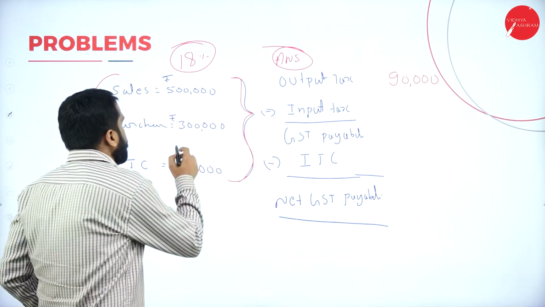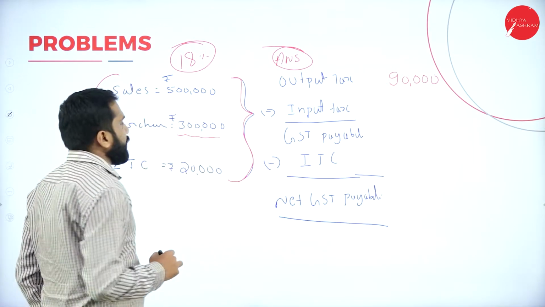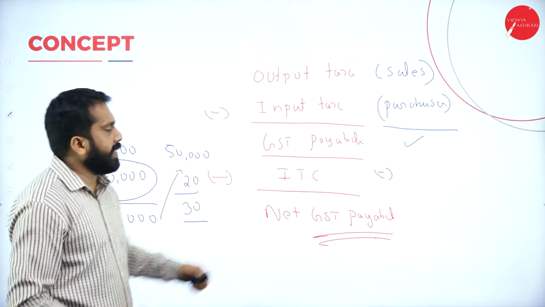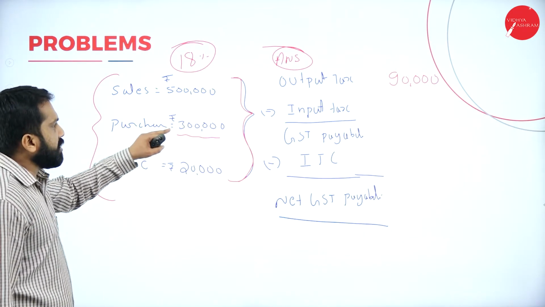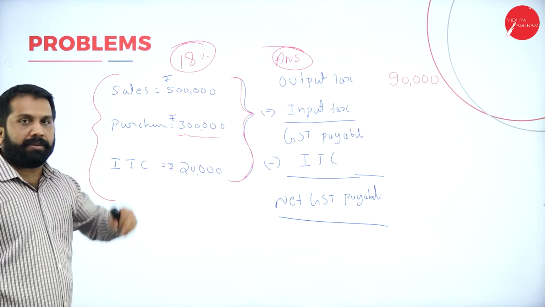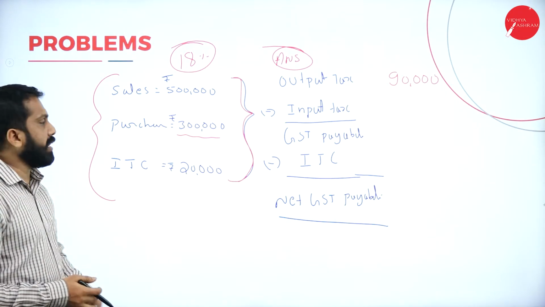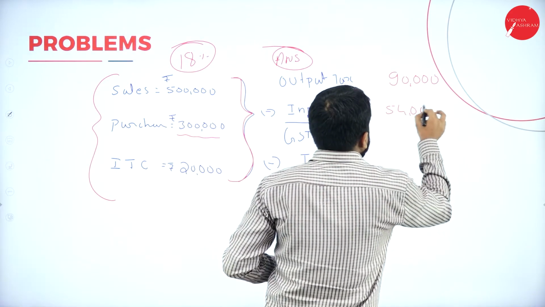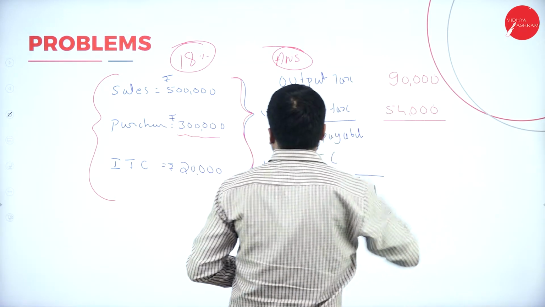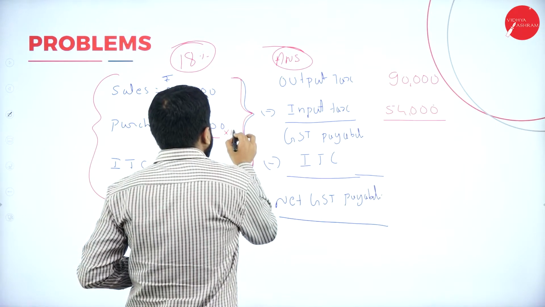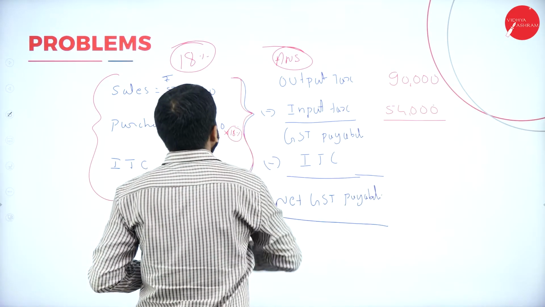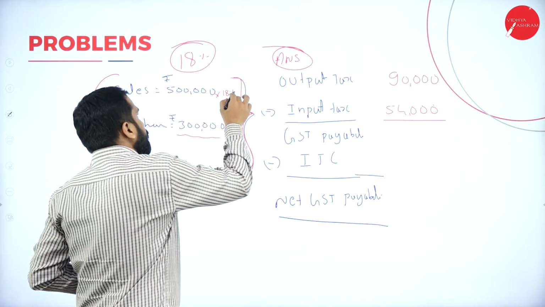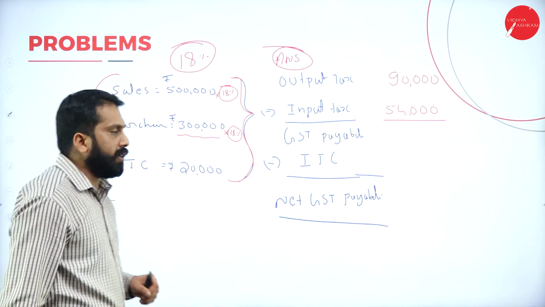Next, go with input tax. Input tax is on purchases. Hope you got it. Input tax on purchases, 3 lakh we have. On 3 lakh you calculate 18%. How much you will get? 54,000. So remember, on this we calculated 18%. On this we calculated 18%. Hope you are clear.